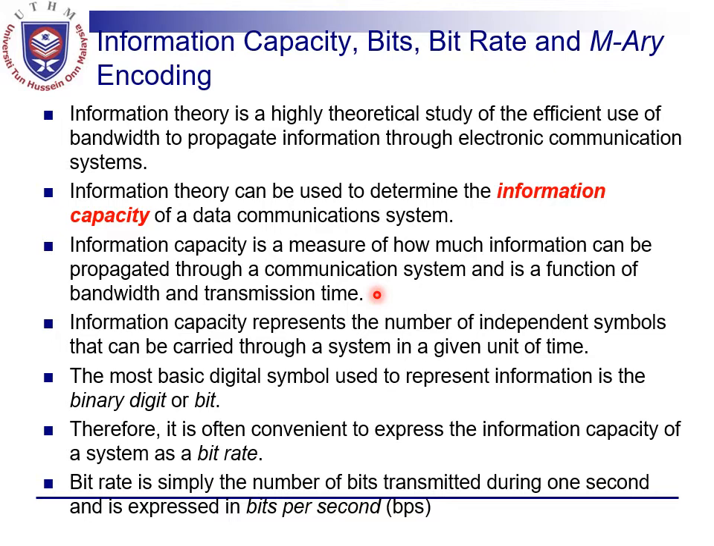So information capacity ini adalah satu pengukuran untuk mengukur sebanyak mana maklumat digital boleh dihantar melalui satu communication system, and is a function of bandwidth and transmission time. Maksudnya bila kita menyatakan tentang information capacity, ia berkait juga dengan bandwidth dan juga transmission time. So information capacity represents the number of independent symbols that can be carried through a system in a given unit of time. So information capacity juga melambangkan number of symbols ataupun data.